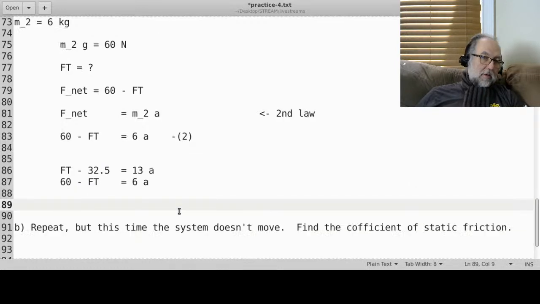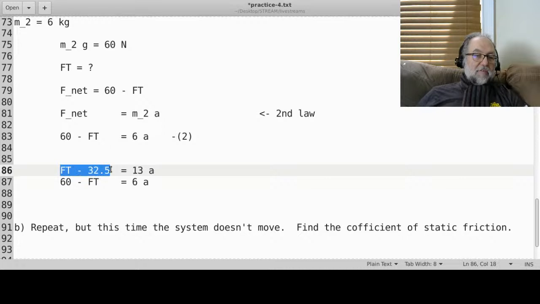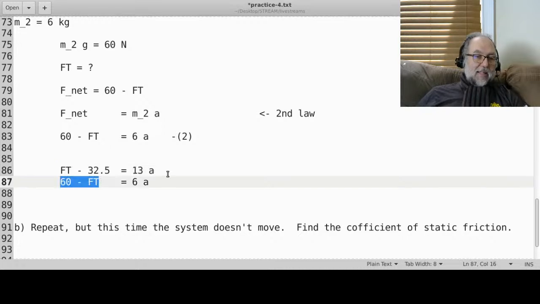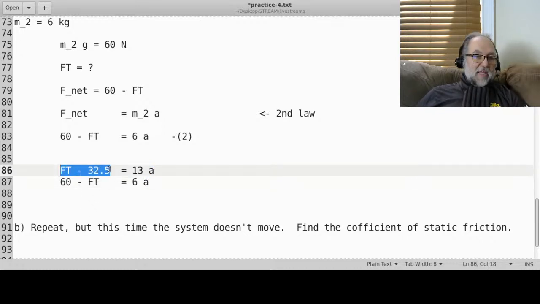Okay, and what you do is, it's very easy to solve. It's two equations and two unknowns. All you have to do is add the left-hand side to the left-hand side and the right-hand side to the right-hand side, and you get, the FT cancels out.